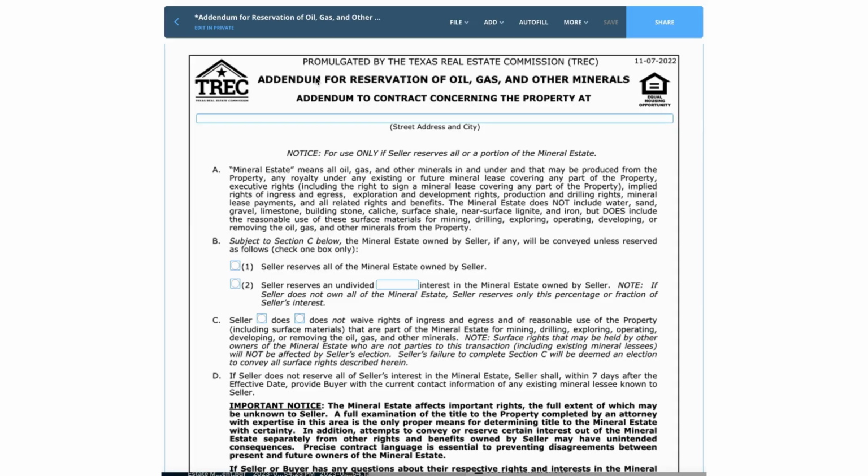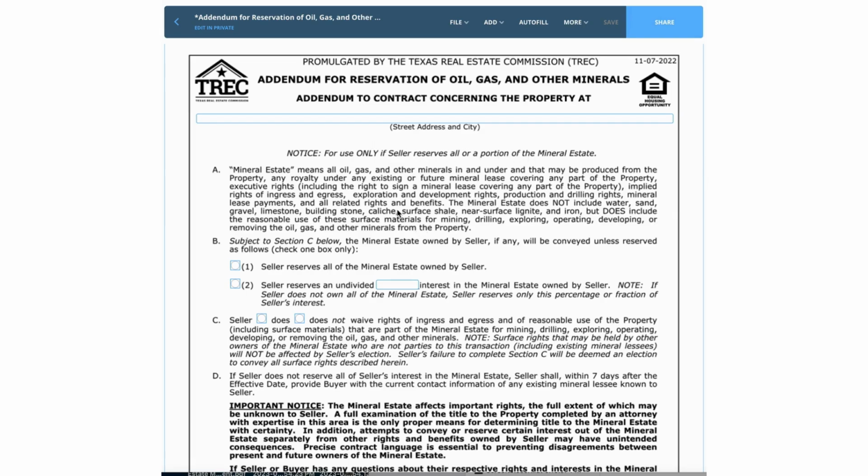by the Texas Real Estate Commission, TREC Addendum for Reservations of Oil and Gas and Other Minerals, Addendum to Contract Concerning Property at, and you put the property address, 911 address, full address, city, state, and zip code. And this notice is only if seller reserves all or a portion of the mineral rights.